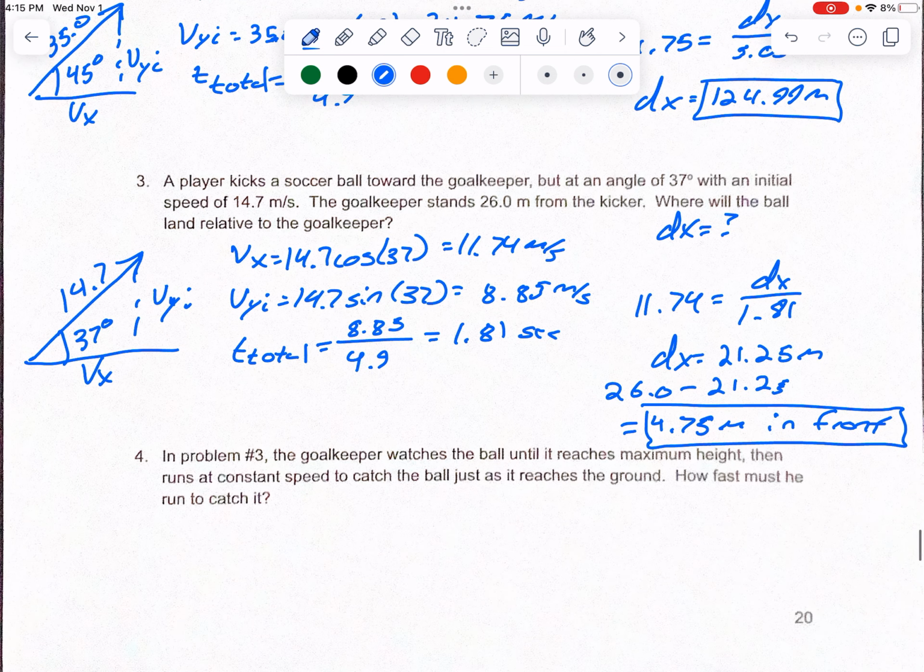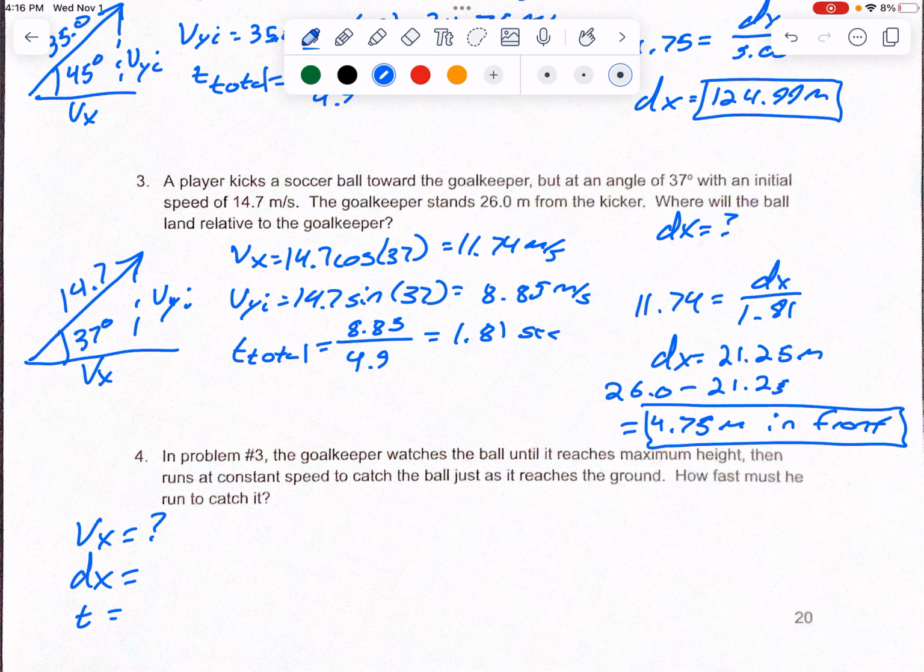Okay. So number 4, it says, in problem 3, the goalkeeper watches the ball until it reaches maximum height and then runs at a constant speed to catch the ball just as it reaches the ground. How fast must he run to catch it? Okay, this goalie is running on the ground. He's not jumping into the air or anything like that, so this is purely horizontal. So Vx, dx, and t. We're looking for how fast must he go. So Vx is your question mark.